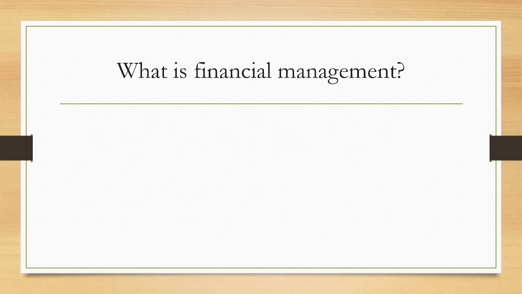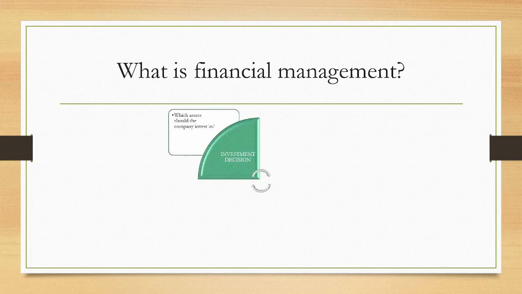So how do we achieve this objective of creating value? Financial management identifies four key decisions. First, we have the investment decision. This decision looks at which assets our company should be investing in to create value. Second, we have the financing decision. Here we ask ourselves how the company should finance the assets it will be investing in.